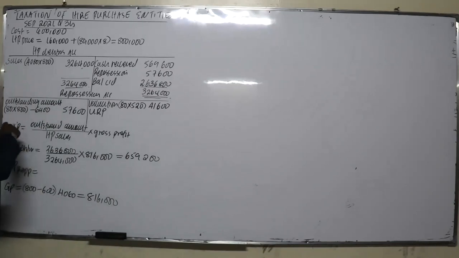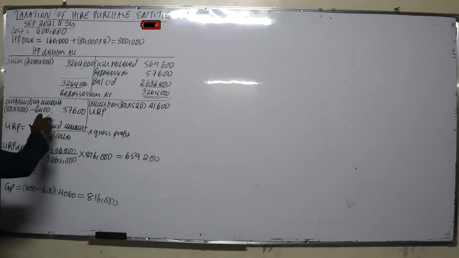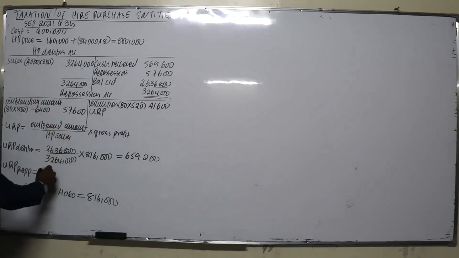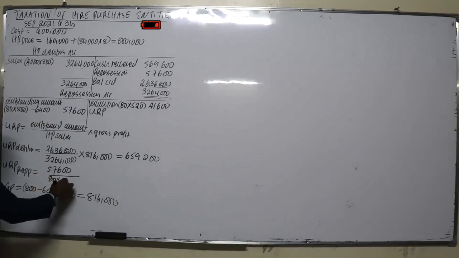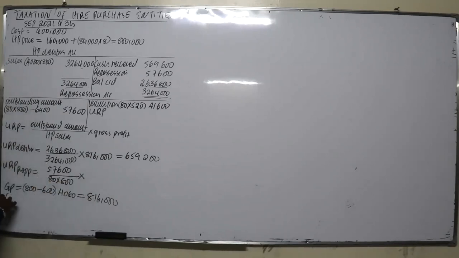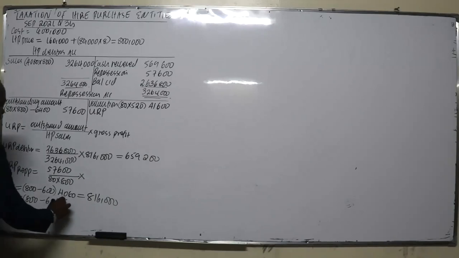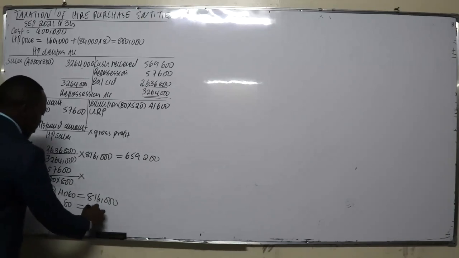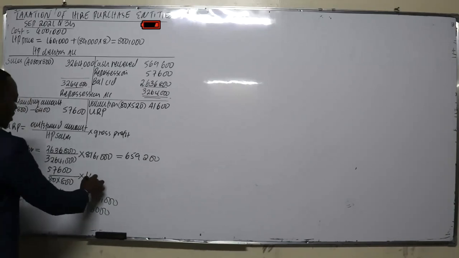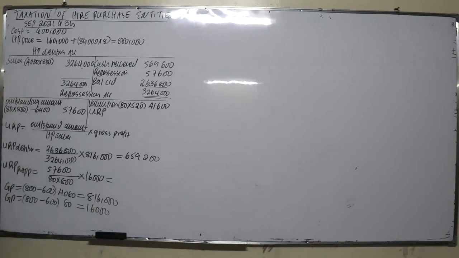We do the same for repossession. The formula is the same. And the direct profit, you take the outstanding amount. On repossession, the outstanding amount was 57,600. You divide by the hire purchase sales, 80 machines each at 800. You multiply by 800 minus 600. Then we repossessed 80. That's 16,000, right?